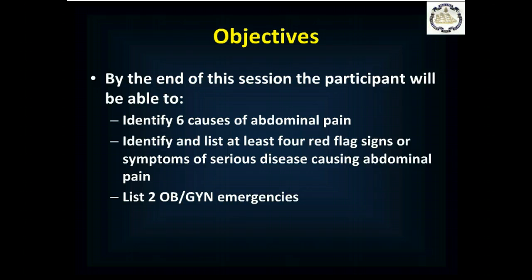By the end of this session, you will be able to identify 6 causes of abdominal pain, identify and list at least 4 red flag signs or symptoms of serious disease causing abdominal pain, and list 2 early pregnancy or gynecologic emergencies.